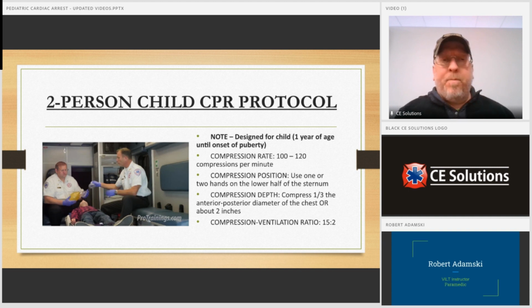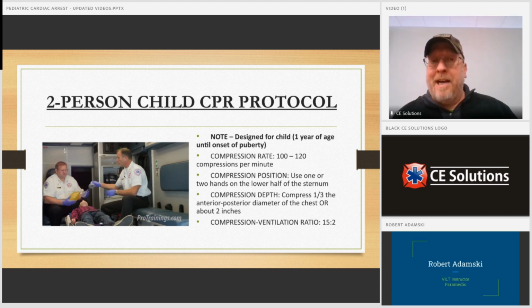Now we're going to cover two-person child CPR. And again, child CPR is designed for children 1 year of age all the way up to the onset of puberty. Our compression rate still has not changed, nor will it ever change. 100 to 120 compressions a minute. Our compression position has not changed. We're using one or two hands on the lower half of the sternum, just like one person child CPR.